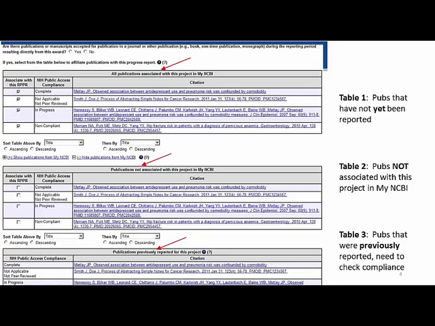Yes. And the ERA Commons? Actually, NIH Reporter. If you go into NIH Reporter and you put in your training grant and then you hit publications, all of the publications that have ever been associated will be listed.